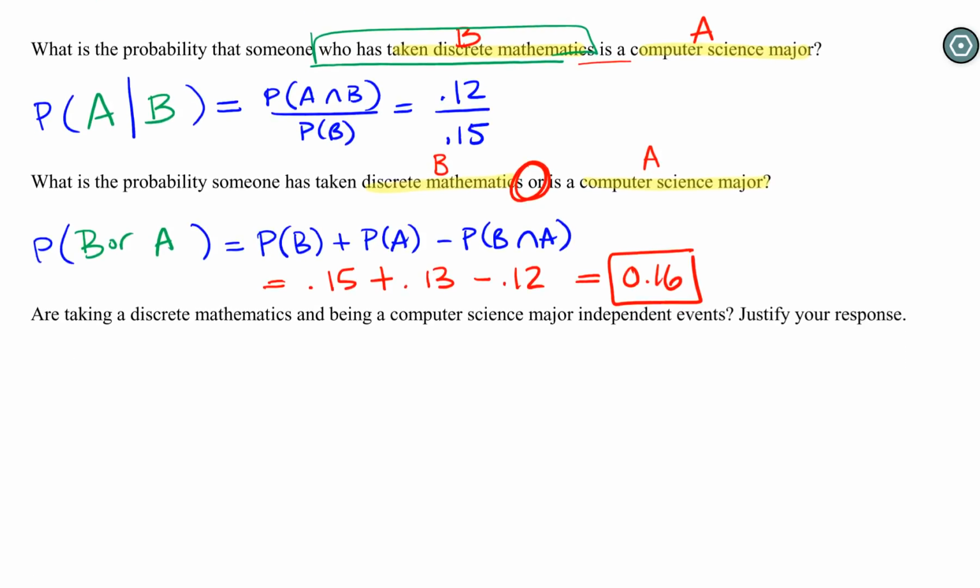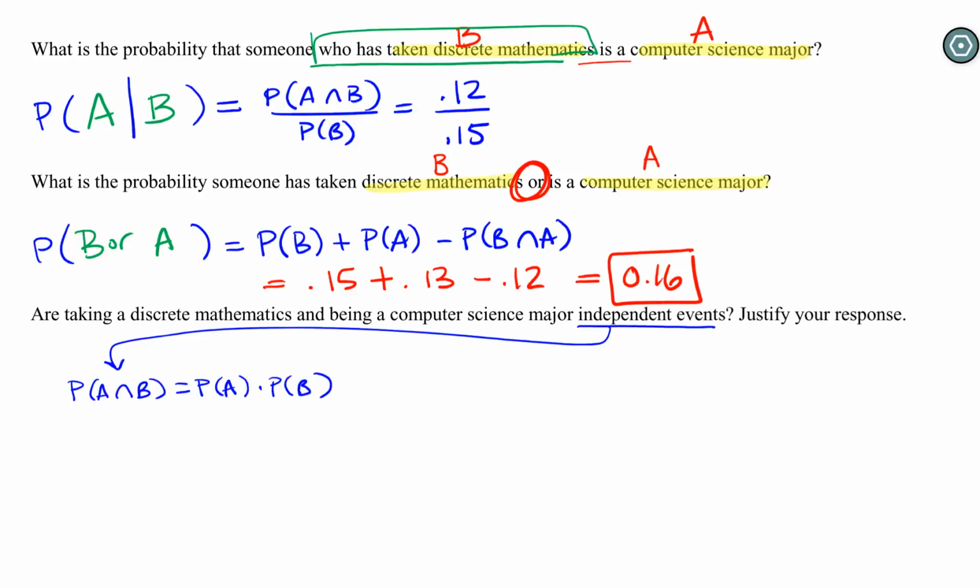Our last question here is the first time we've seen this, though we did talk about it in 4.3. Are taking discrete math and being a computer science major independent events? Justify your response. So we want to test if they're independent. If you go back to 4.3, we had two ways to test. One way is the way I sort of recommend for students. Use the independent rule that should be written down on your little note card. If two events are independent, there's our sweet multiplication rule. We get to use it. Super simple, super awesome. What we can do is plug in to see if this is true. If it's true, yes, they're independent. If it's false, no, they are not.